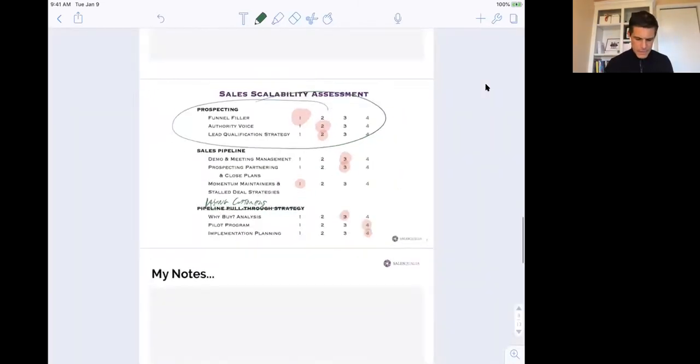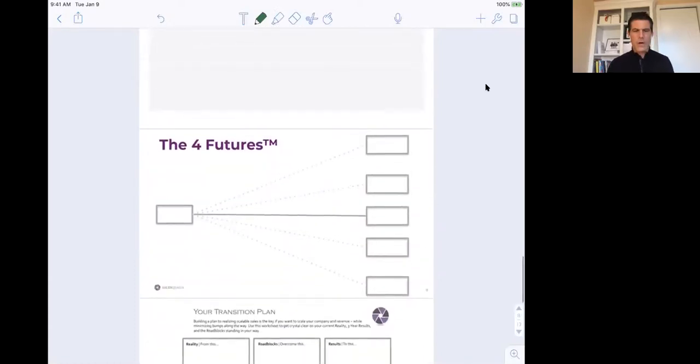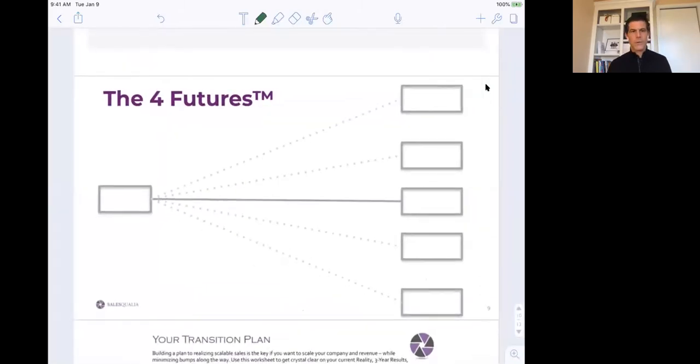So as we wrap up here, there's one thing I want to talk through, which is what we call the 4 futures model. I want you to walk out of here with an action plan. Hopefully with this assessment, you're starting to circle in on where you are strong, where you need some help, and what you need to focus in on. And the 4 futures model is really, really simple.